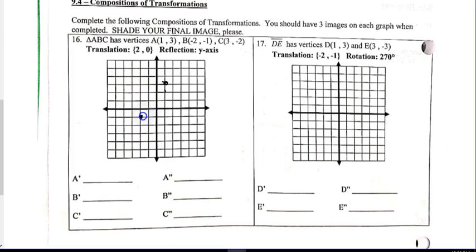-2, -1. Here's A, here's B, and 3, -2. Nope, not C prime, just C. And connect those into a triangle.